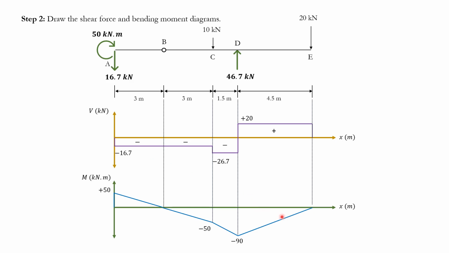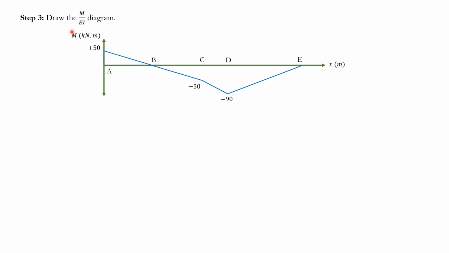So now that we have our shear force and bending moment diagrams, we can go ahead and find out what our M over EI diagram is, right? And that's basically what we want for moment area theorem questions. So in this case, we're going to draw the M over EI diagram. Again, very similar to the previous question.